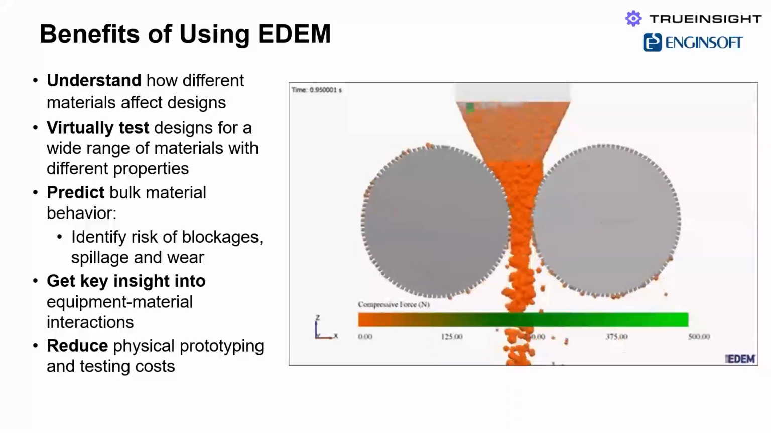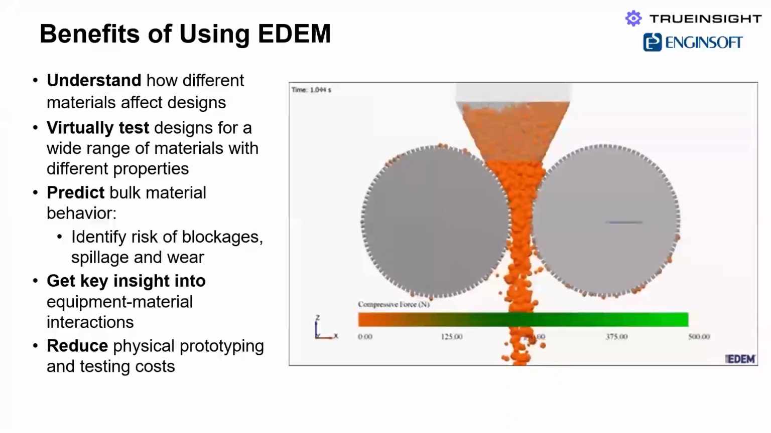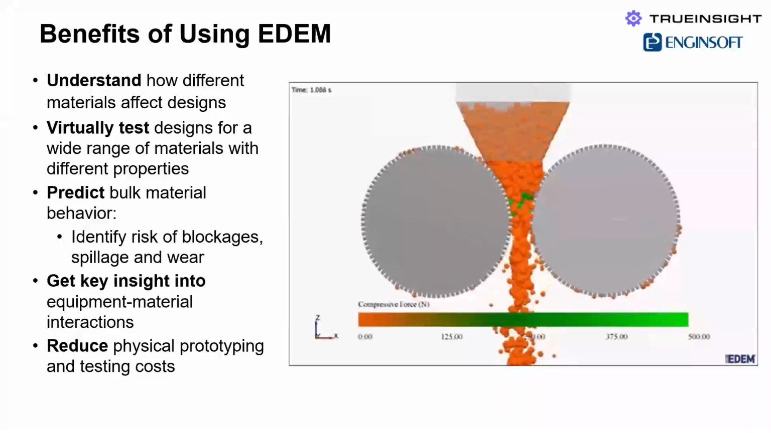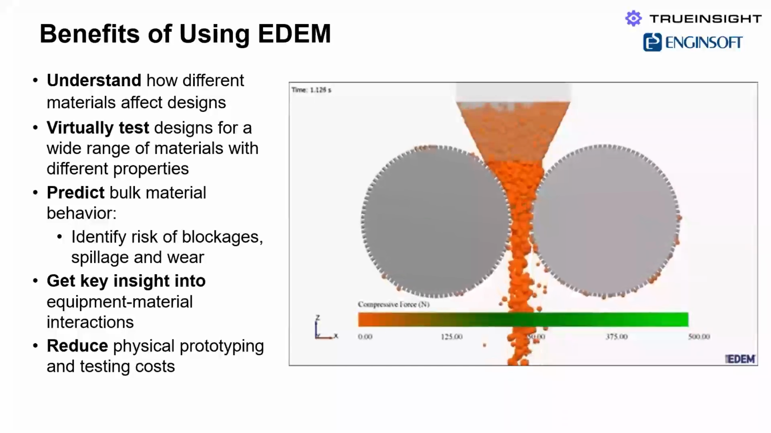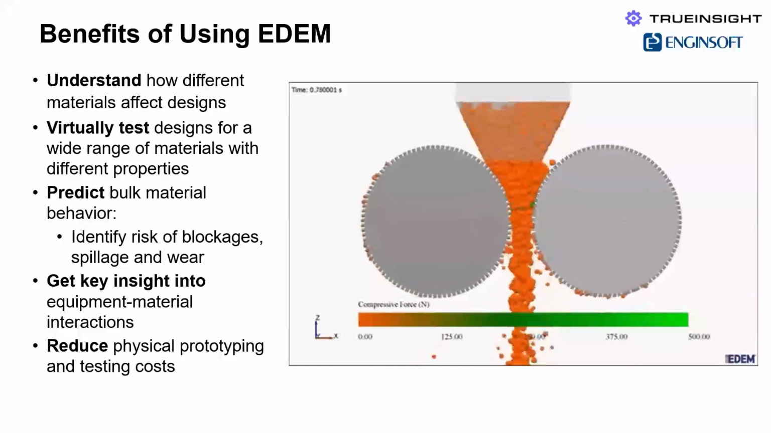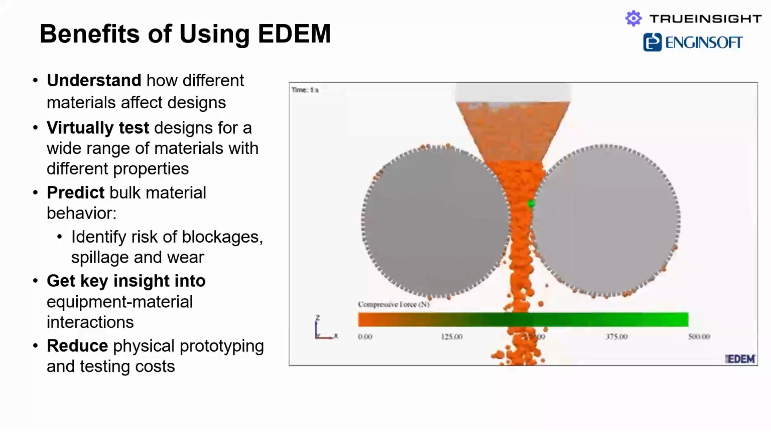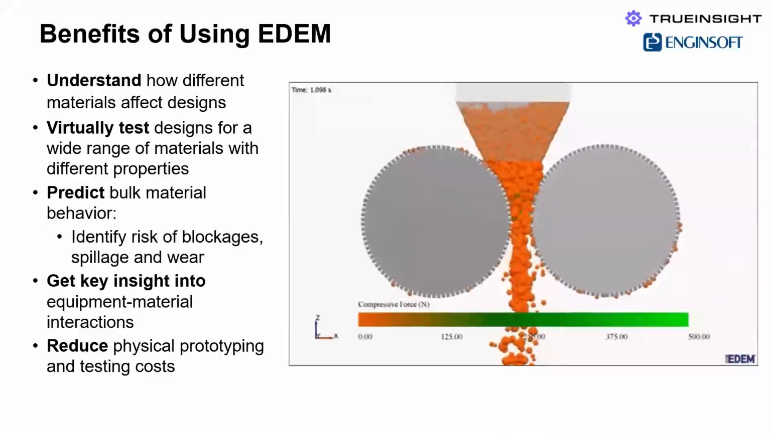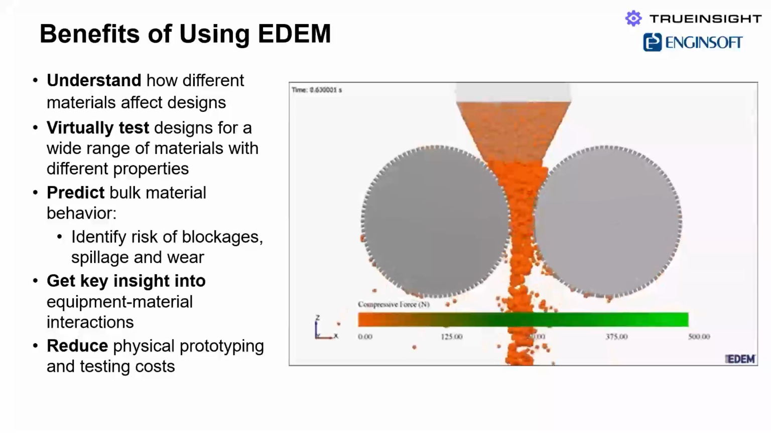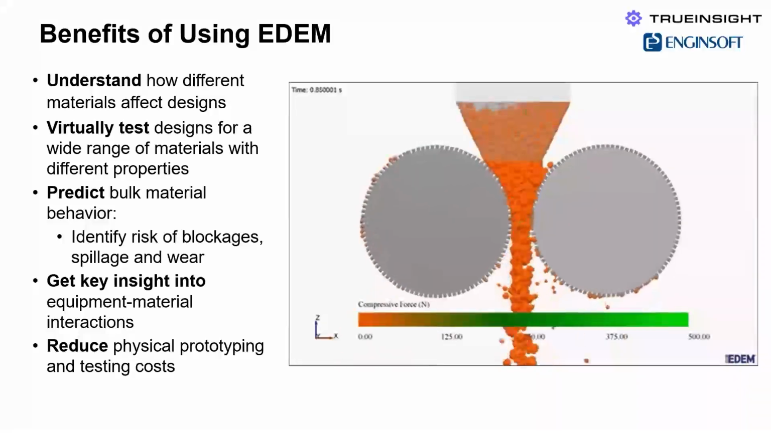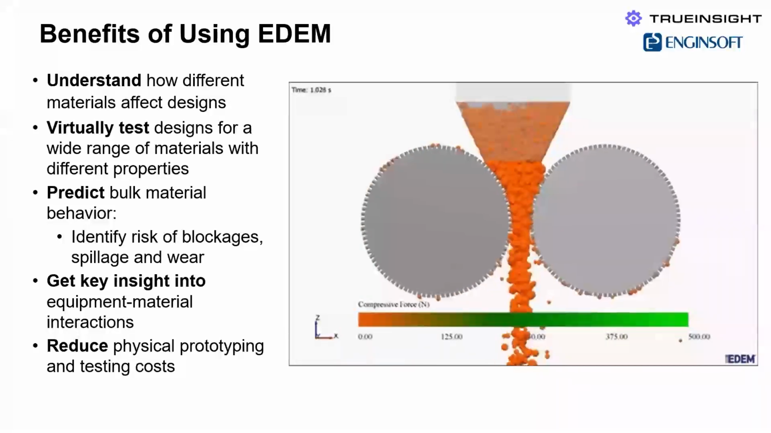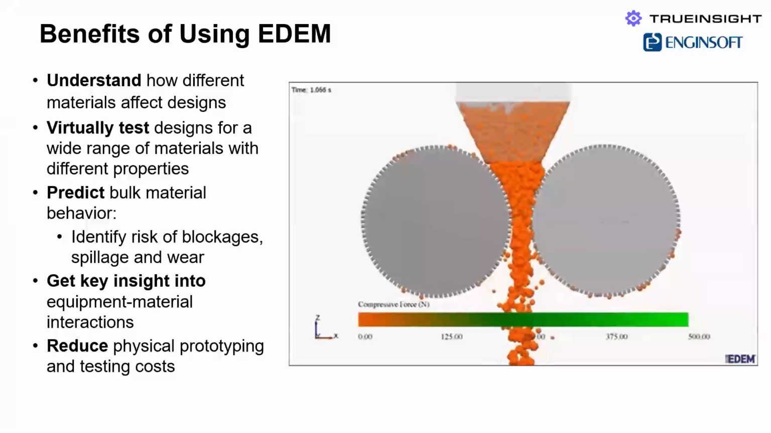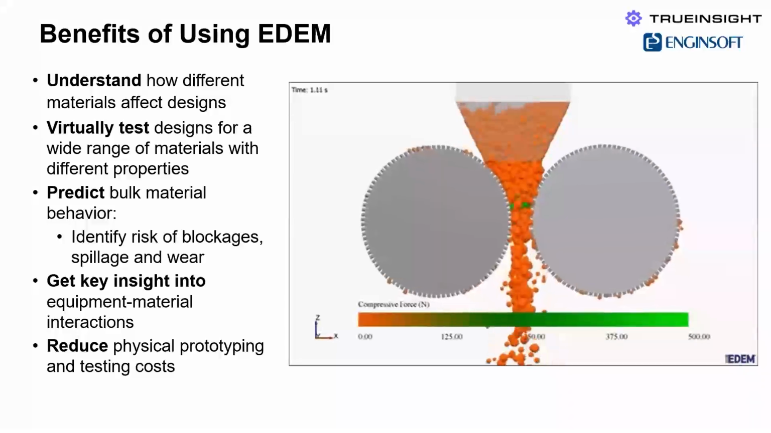And then just to understand, how are the particles and the machinery interacting? Is it interacting in the way that we want? If not, then we can look at different design changes, change the geometry, change some of the forces in the machinery in order to produce the desired behaviors. And the great thing about all this is to reduce physical prototyping and testing costs.